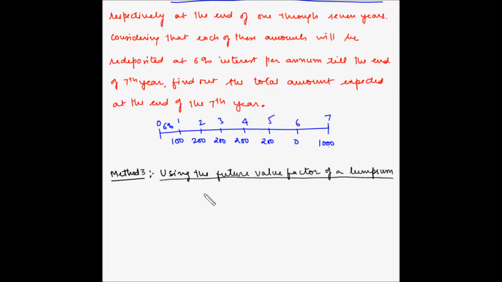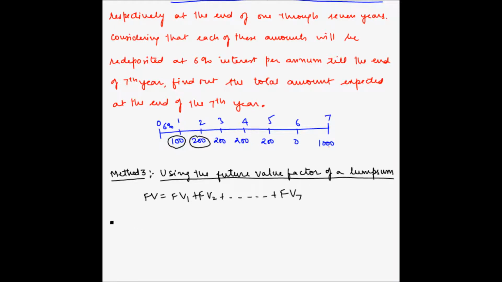Since the cash flows are uneven, we cannot use the future value factors of an annuity. However, each of the payment amounts independently makes a case for using the future value factor of a lump sum. So each of these payment amounts can be considered as a lump sum. So in that case, the future value will be equal to FV1 plus FV2 and so on up to FV7.